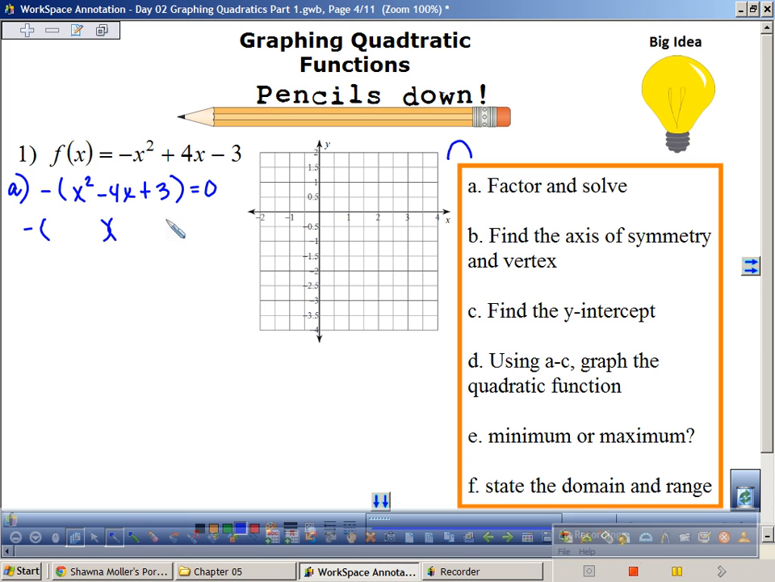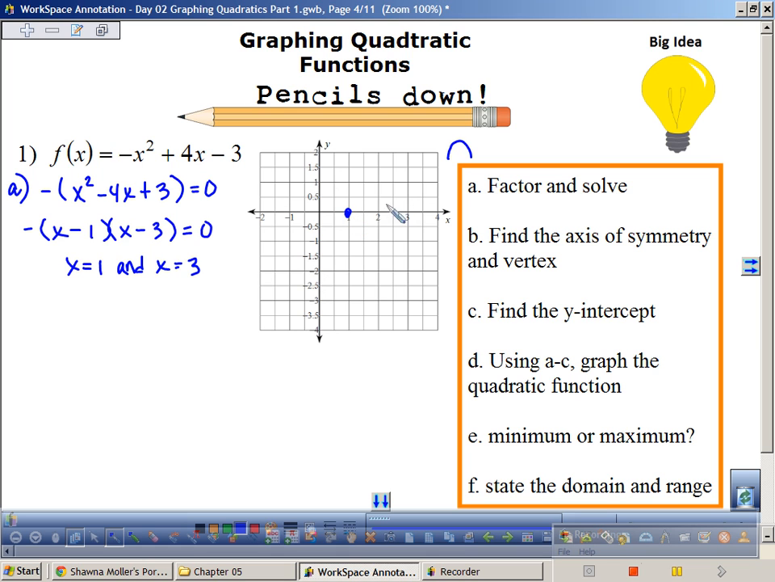This one I can factor straight out. I don't need an x box because x times x is x squared, and 3 only factors into 1 and 3, right? Those are the only factors, so that's a no-brainer. But how could I make this and this make negative 4x? They're both negative. So my solutions to this quadratic function are x equals 1 and x equals 3. So I'm going to go over here to 1.